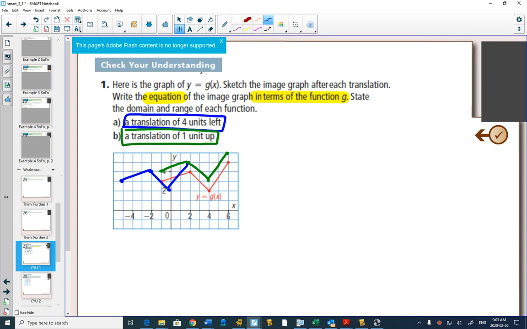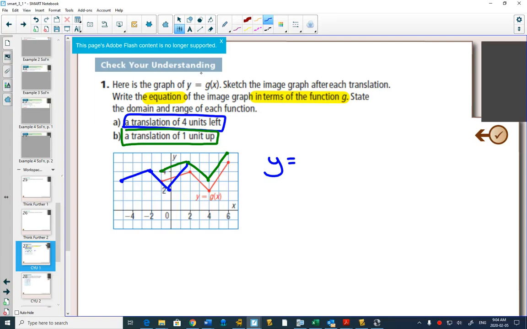So with equation, that means you have to have an equal sign. I'm going to take out my blue pen, because my blue one's for an equation. So I'm going to have y equals. I've already got an equation. And in terms of the function g, means that on the right-hand side of the equation, I need g of x somewhere.